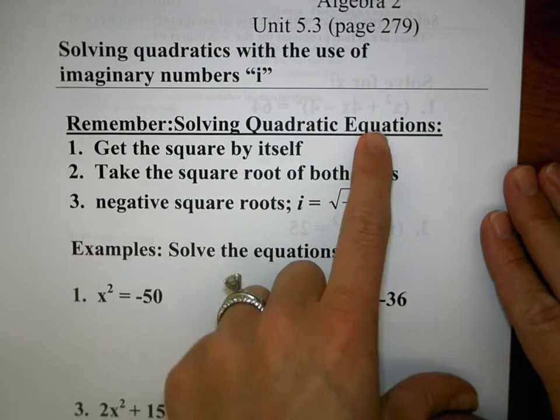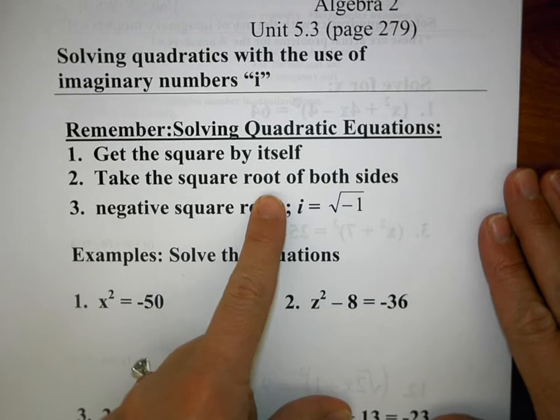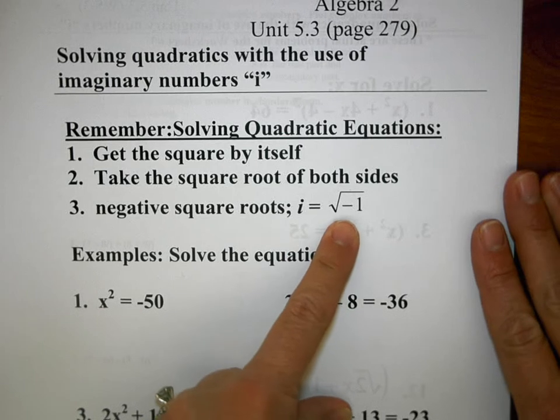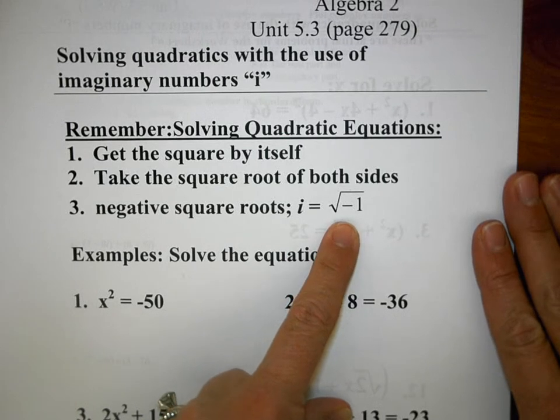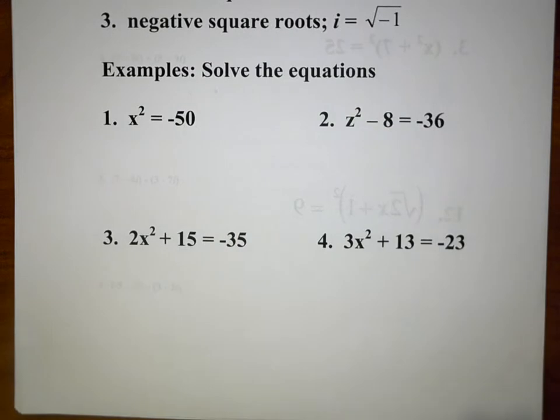So remember, when you're solving quadratic equations, you want to get the square by itself. Then we take the square root of both sides. And then remember that anytime you have a negative under the root, it ends up becoming an i. Okay. So we want to solve each of these equations. On example 1, is your square by itself? So what do we do?